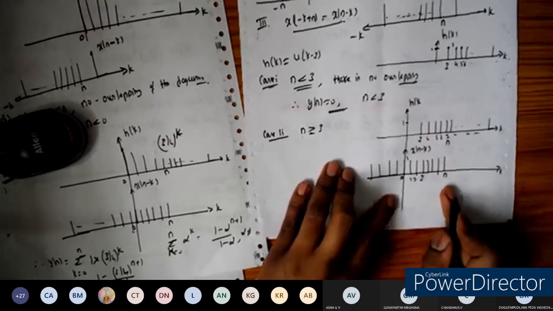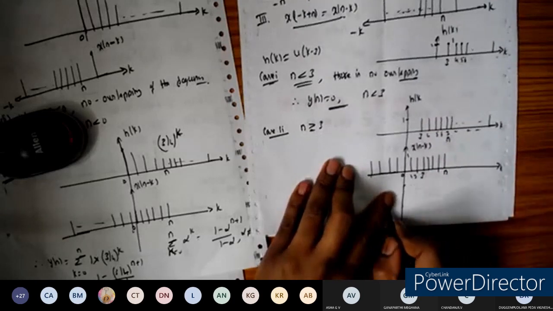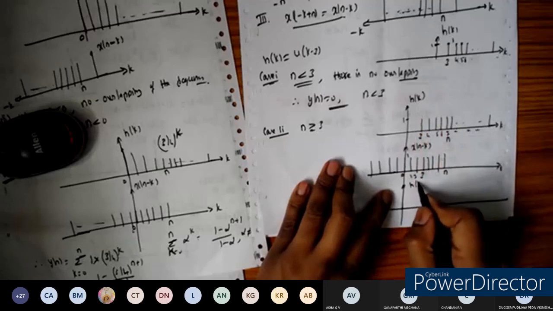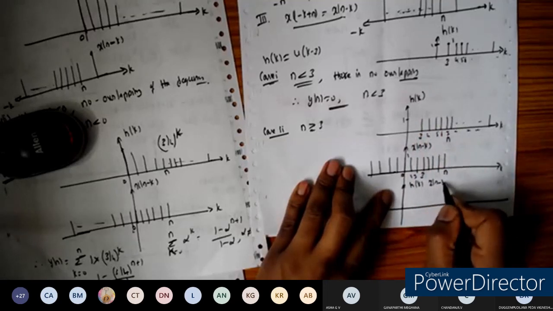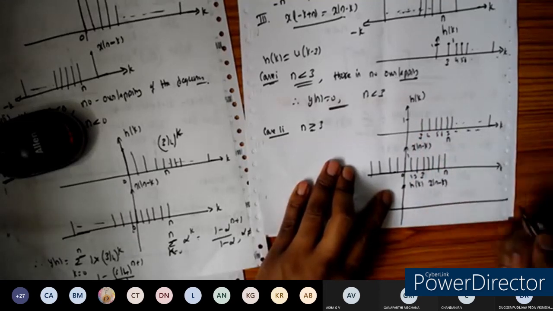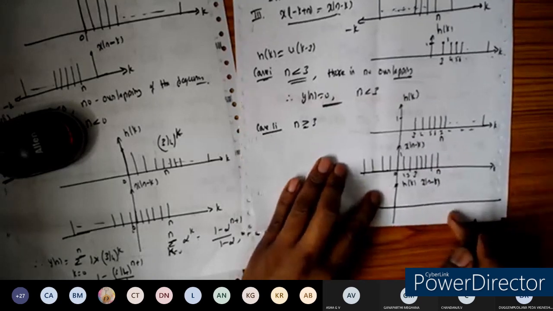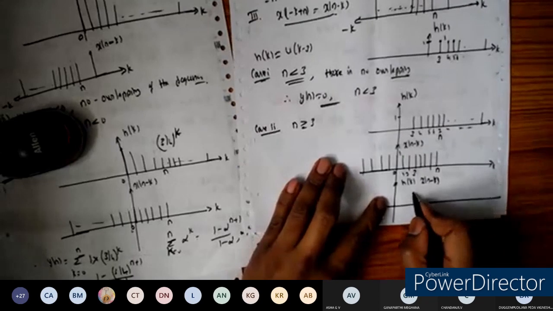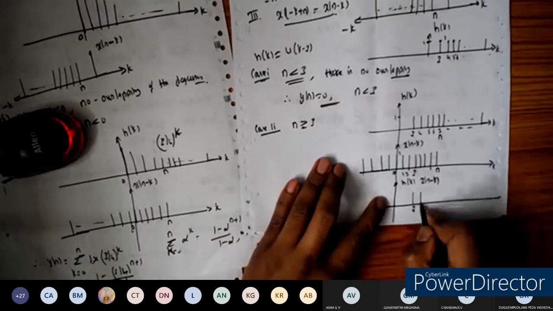When you take the product of this one, the overlapping region is from where to where? When I take the product of h of k into x of n minus k, from where to where is it getting overlapped? 3 to n, sir. 3 to n, very good, excellent. So from 3 to n, it is getting overlapped here.